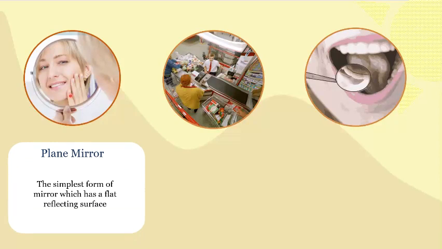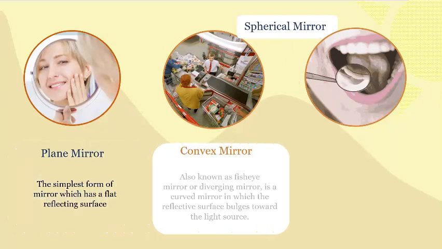Now, these two examples here are the two kinds of spherical mirror. A spherical mirror is a mirror with a curved reflective surface. The first kind of spherical mirror is a convex mirror. It is also known as a fisheye mirror or diverging mirror. It is a curved mirror in which the reflective surface bulges toward the light source.